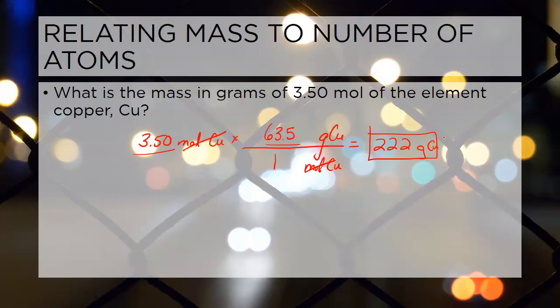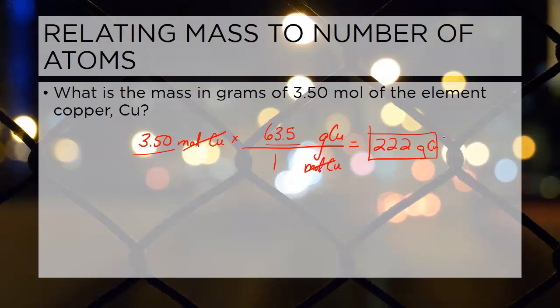Any questions on what I did there? It should make sense because I know that 1 mole of copper weighs 63.5 grams. So if I have 3.5, I should have 3.5 times that, which is a lot more grams.